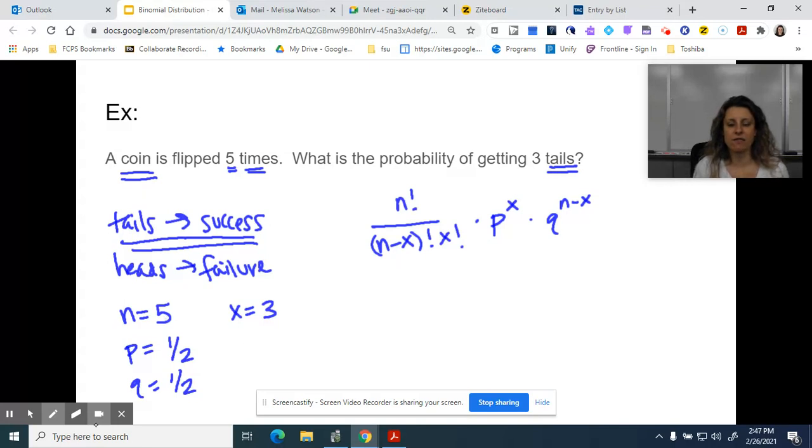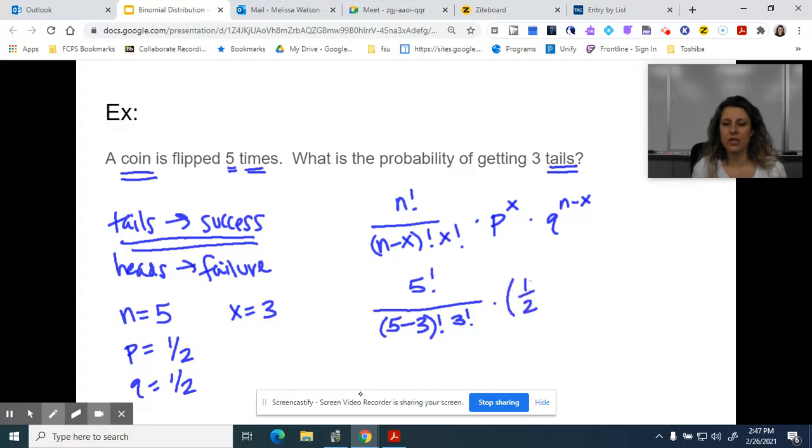N we identified as 5. So 5 factorial divided by n minus x factorial. Well, n we said was 5, minus x, which is 3 factorial. And then in that denominator, multiplied by another x factorial. We're going to multiply that by the probability of success, which is 1/2. And we need to figure out how many of those successes we want. We wanted 3 tails.